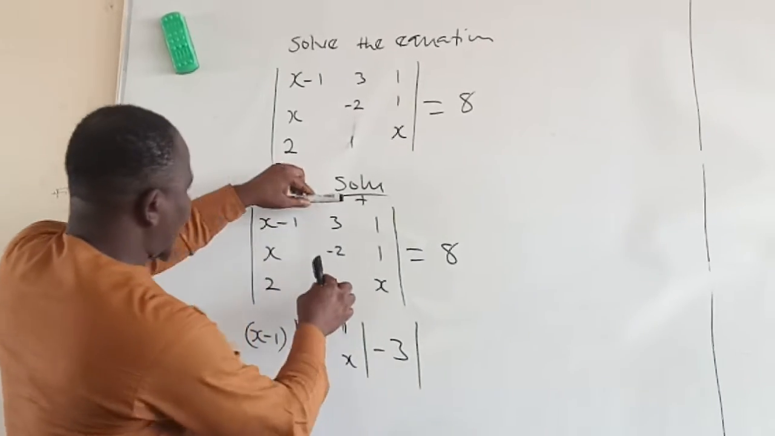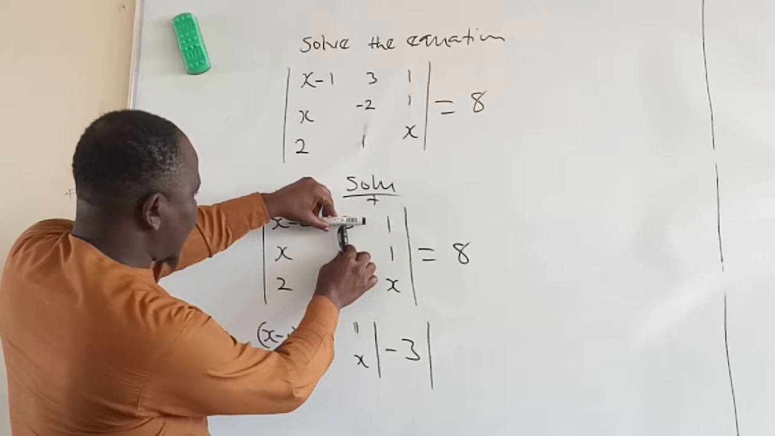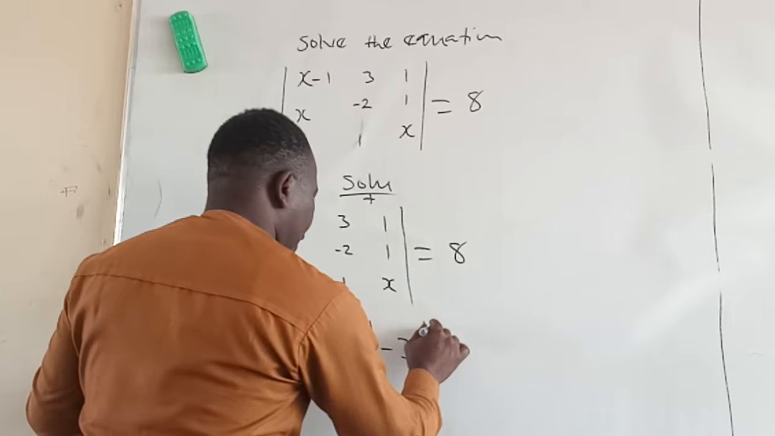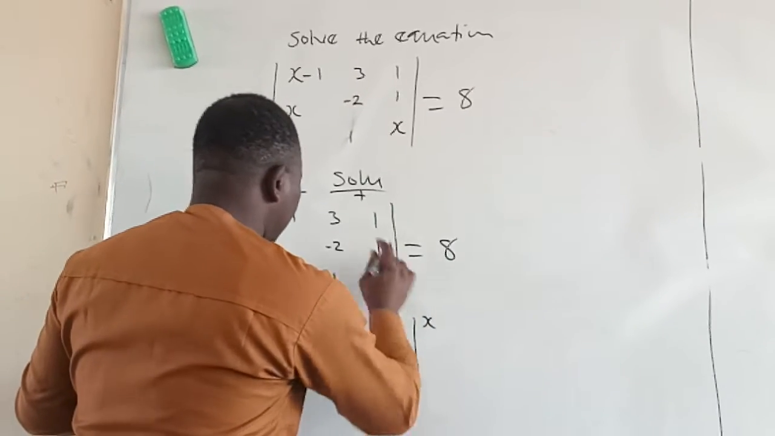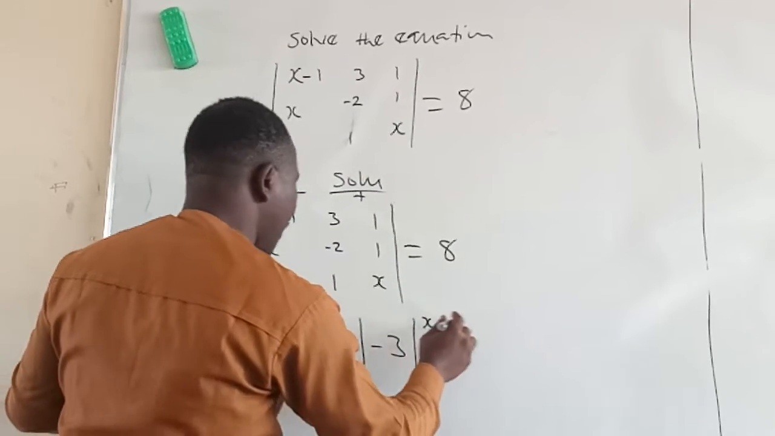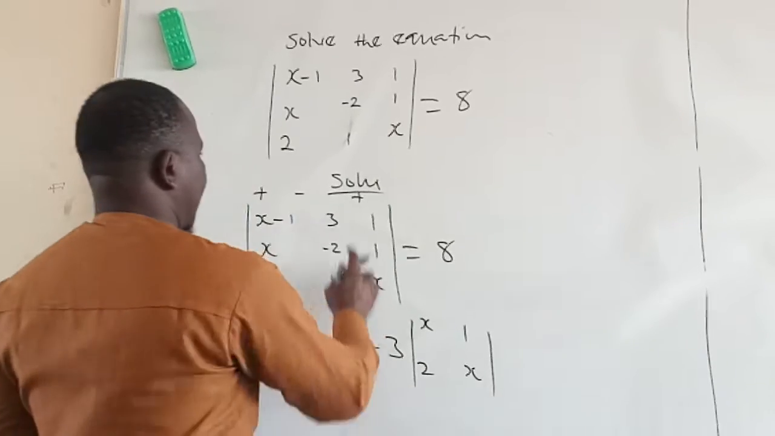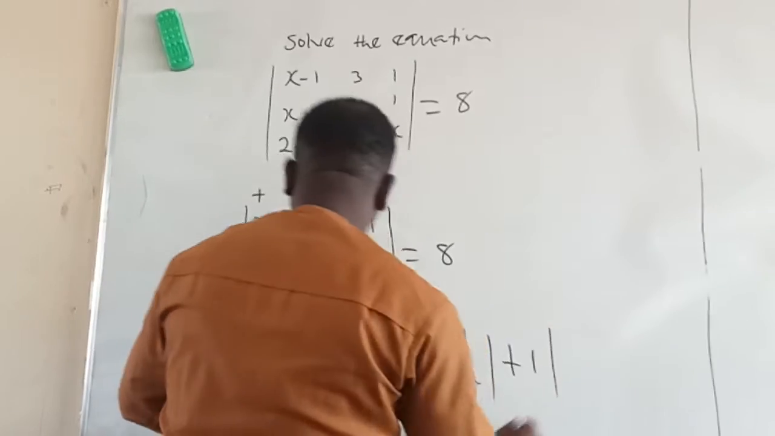We are going to apply the same procedure. What are you seeing? x, 2, 1, x. We are saying x, 1, 2, x. Is that clear? 1, 2, x. And here is plus 1.